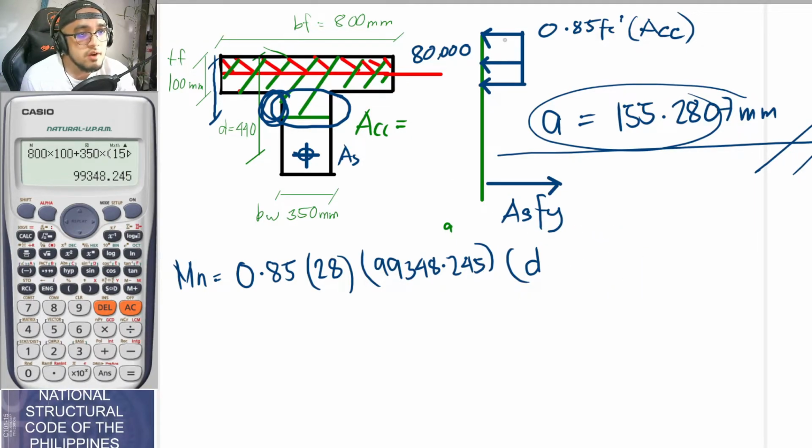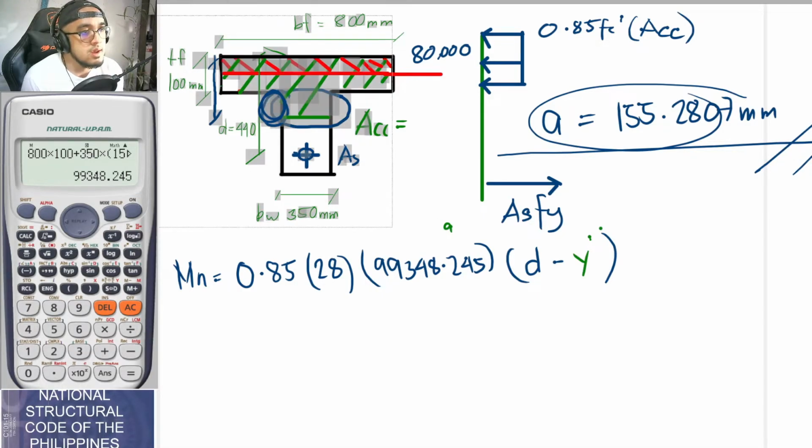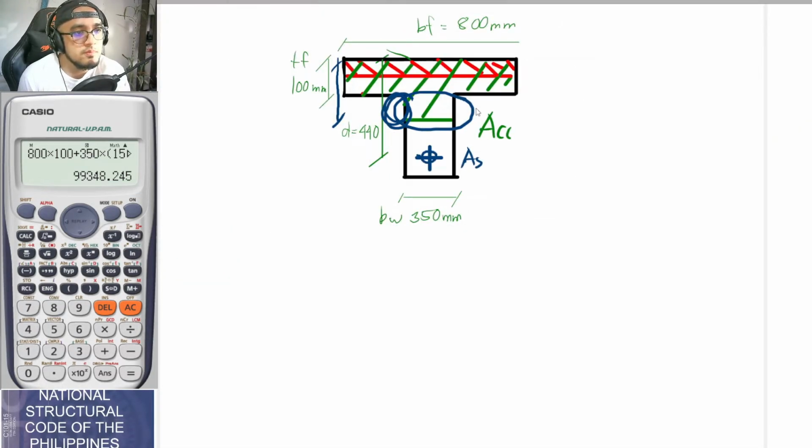Because of course, for this, let's say 0.85 FC prime ACC, the centroid here is not A over 2 any longer. So this is not the centroid any longer because this is not a rectangular one. So what we will be doing here is solving for the centroid. Let's say that the centroid is Y prime.